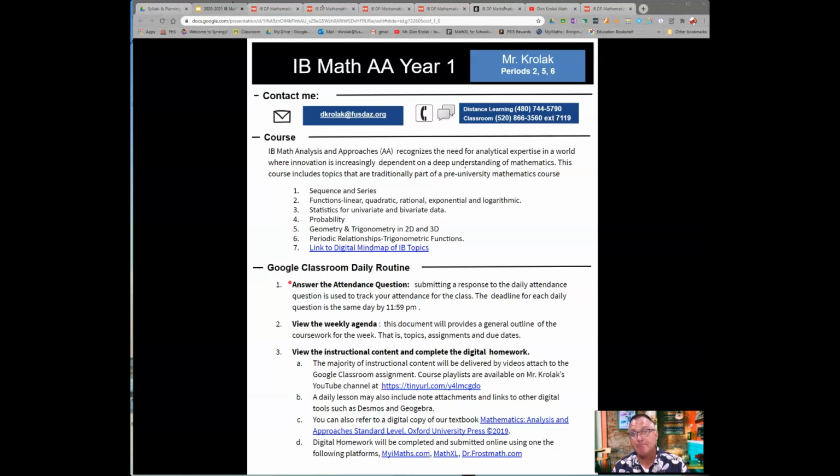Then on Mondays, there'll be listed a weekly agenda. That is a Google slide that gives you an overview of what we're going to do for the week. Sometimes that may change, but it at least gives you an idea of where we're headed for that particular week. Then what you'll do is go to the current day, view the instructional content and then complete any digital assignments that go with that content.